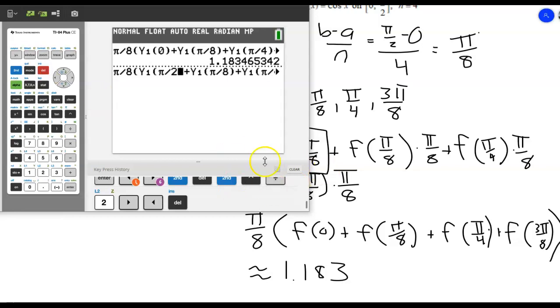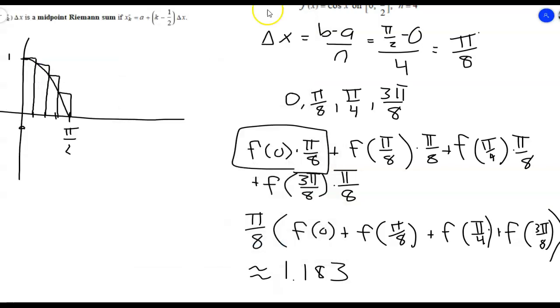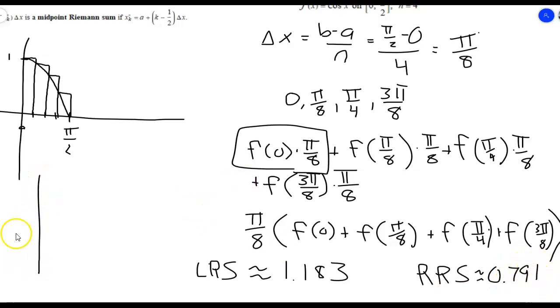So it's the same thing, except this time we're using the right endpoints of each of those rectangles, which means that we need this y of pi over 2 in there, and we need the y of 0 out of there. And when I put that in, I get 0.791. So this is the left Riemann sum, which we already figured out was an overestimate. This is the right Riemann sum, which is approximately equal to 0.791.